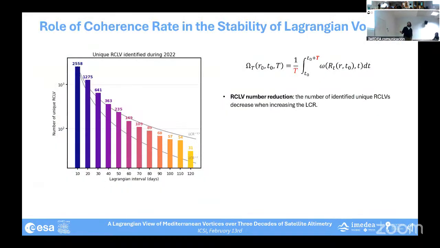We see that we identified more Lagrangian eddies with a shorter Lagrangian coherent rate, and this number decreases following a power law when the Lagrangian coherent rate increases. This can be related to the turbulence in the ocean, but we have to study it further.